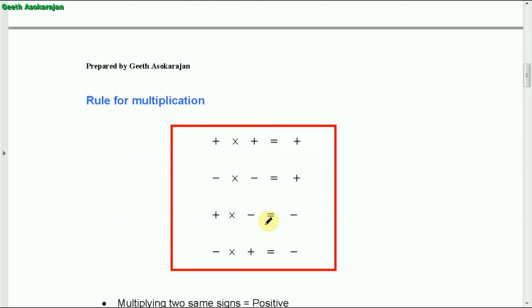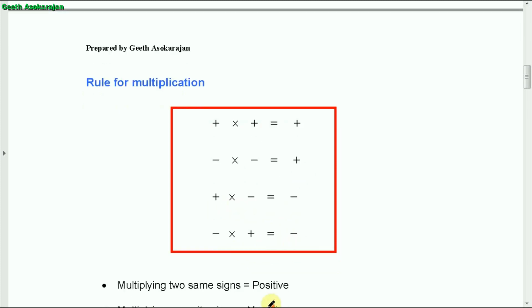Right, rules for multiplication. So here are the rules. Plus times plus is a plus. Minus times minus is a plus. Plus times minus is a minus. Minus times plus is a minus.